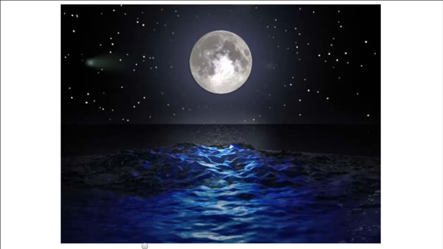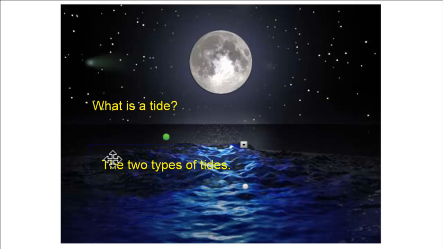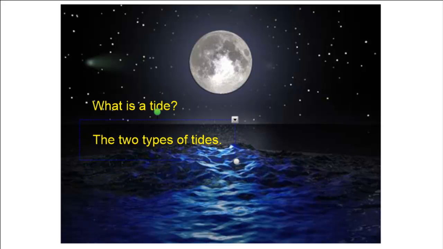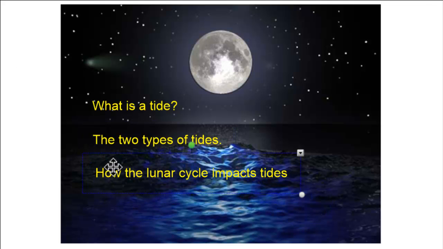Today we're going to be talking about tides, and by the time this thing is over, I hope that we understand three ideas much better than we did when we started. First of all, I want us to be able to understand what a tide is in the first place. When we talk about tides, what is it that we are talking about? Second of all, I want us to understand the two different types of tides. And I'm not just talking about high and low tide. There are two specific types of tides that we are going to be learning about. And finally, we need to know how the lunar cycle impacts those tides.